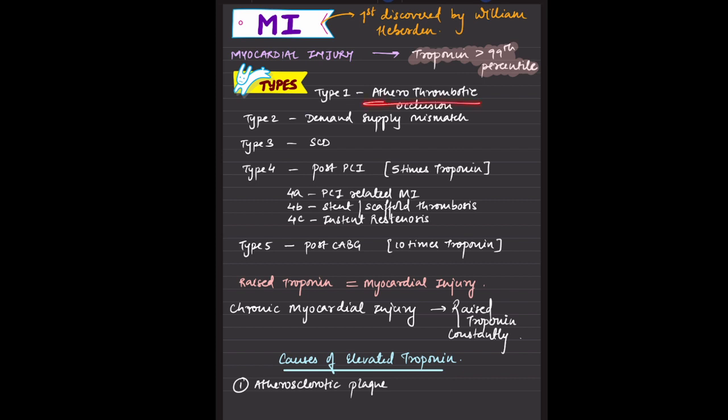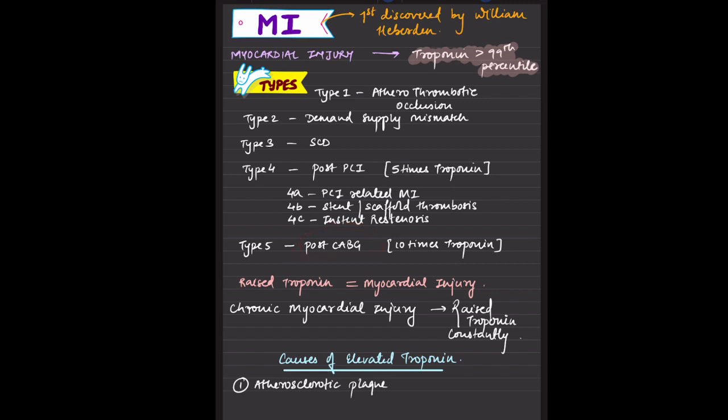Type 1 is atherothrombotic occlusion. Type 2 is a demand supply mismatch. Type 3 is actually sudden cardiac death. Then type 4 is post PCI, and we have 4A, 4B, 4C. We'll be looking into the details later on. Type 5 is post CABG.